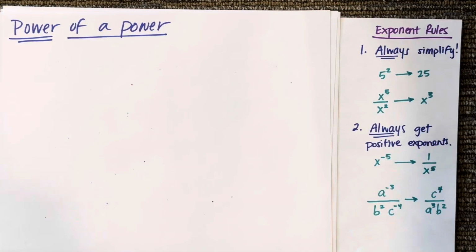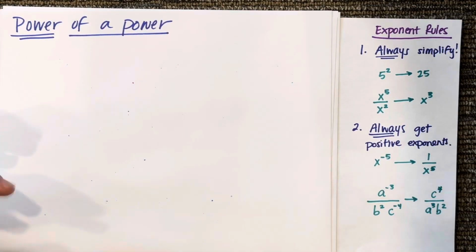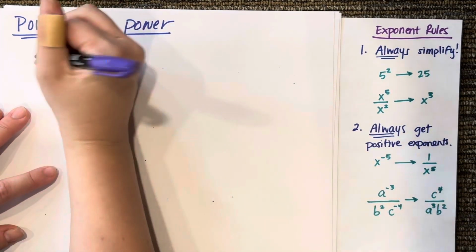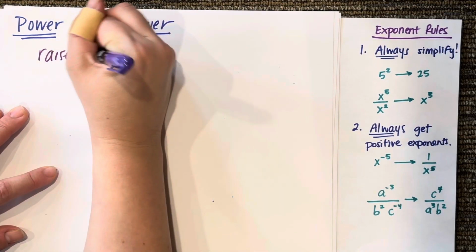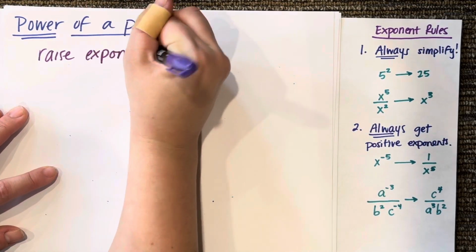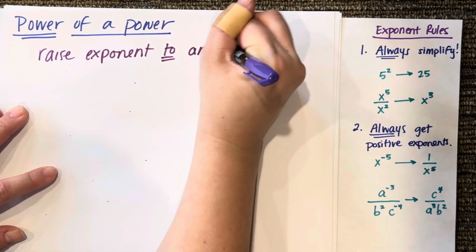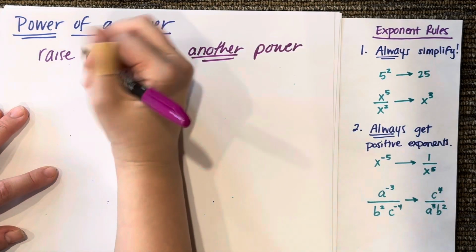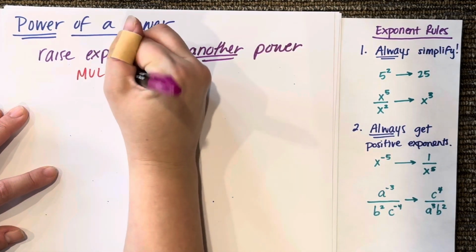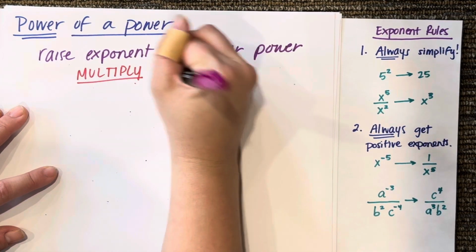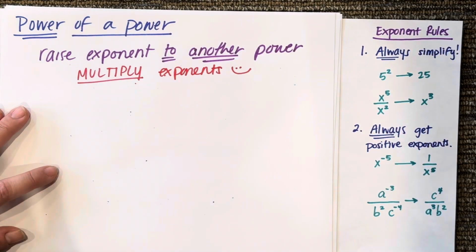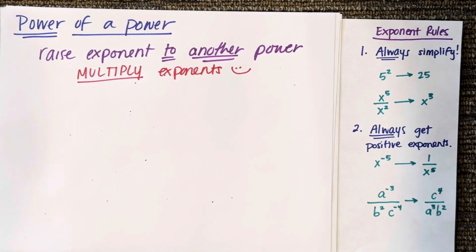Only one more rule, okay? This is power of a power. So you're now going to raise an exponent to another power, okay? Raise something with an exponent to another power. And when you do this, you're going to multiply your exponents. And you do not need the same base for this, okay? The same base is not necessary.